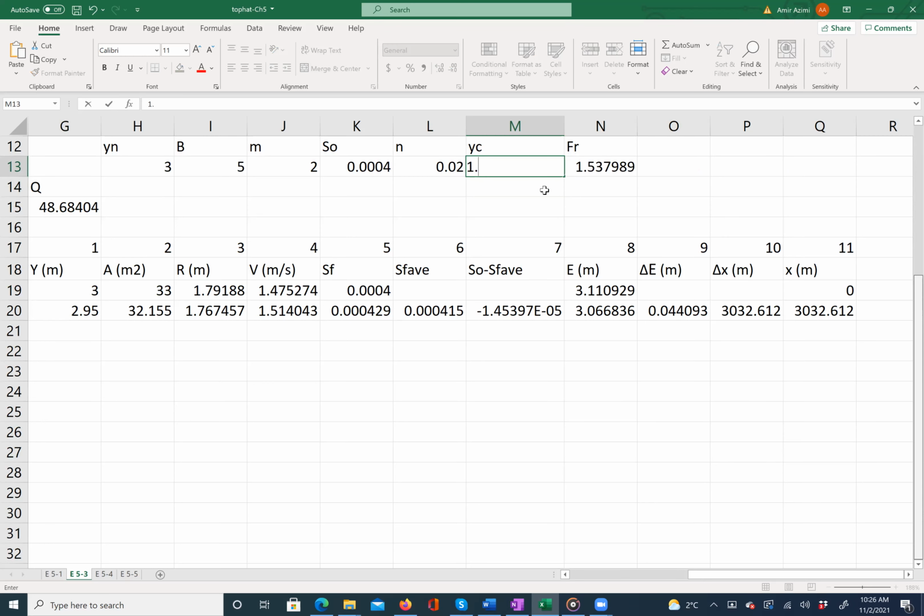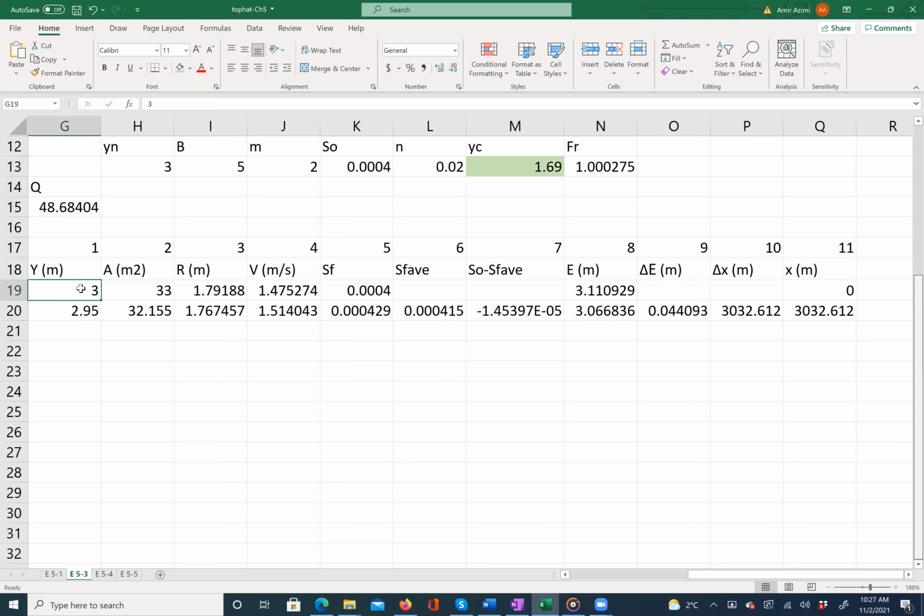So less, 1.4. So 1.6, yes, 1.7, 1.65, very close, 1.67, 1.68, 1.685, 1.69. Yes, so 1.69 gives me Froude number squared equal to 1. So this is the Froude number. This is the critical depth. And now I'm going to set up the columns.